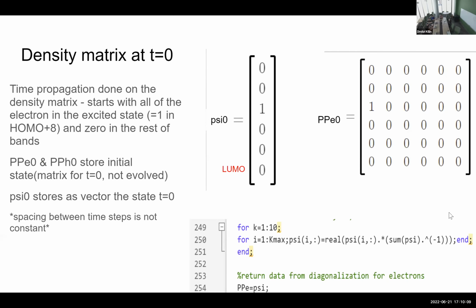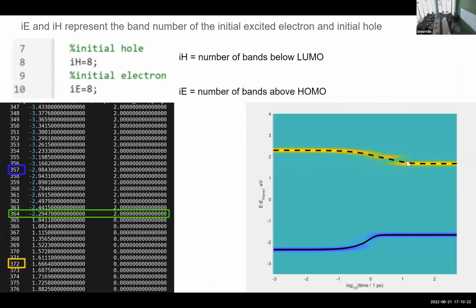So the way that density matrices are represented, as we were talking about. We start by offering these parameters IH and IE. Basically, what they are counting is the band number you are away from the HOMO or LUMO. For the initial hole, it's counting the number of bands below LUMO you are, and for the initial electron, it's the number of bands above HOMO. That's just highlighted here.